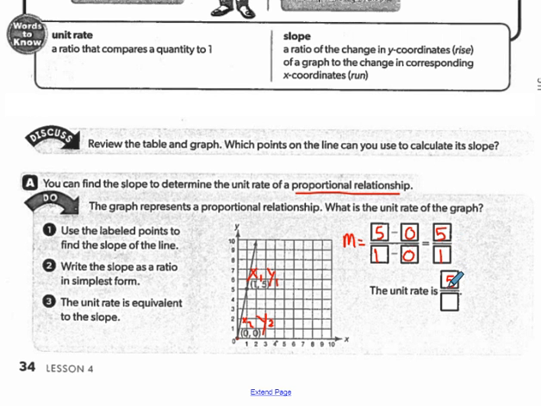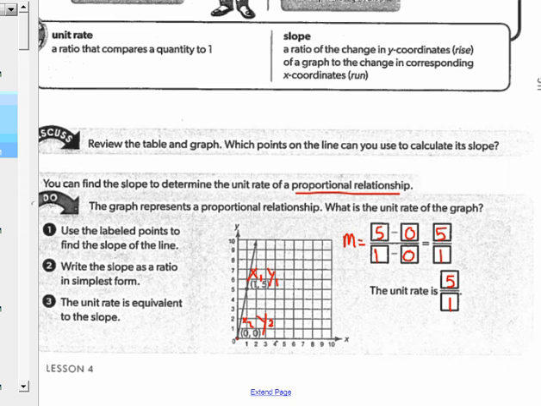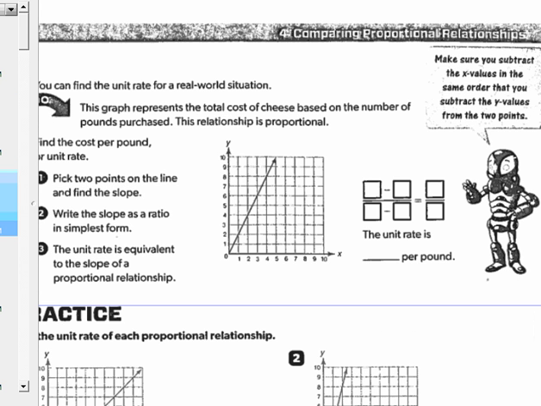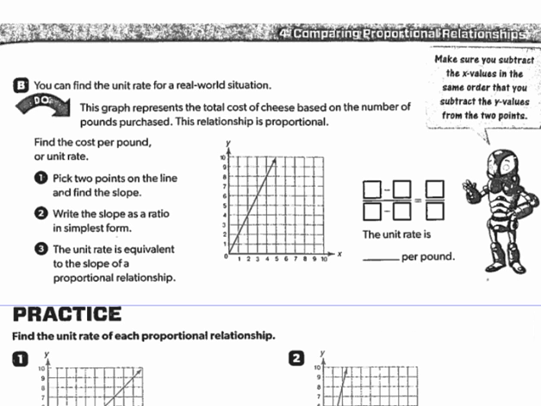So we have y1, which is 5, minus y2, which is 0, over x1, which is 1, minus x2, which is 0. When we do our math, we're going to get 5 over 1. And this is a unit rate already. We don't have to do any simplification because 1 is in the denominator, so that makes it a unit rate.